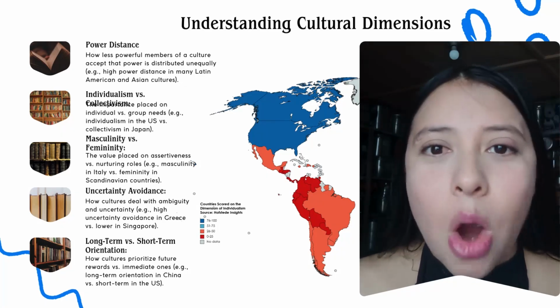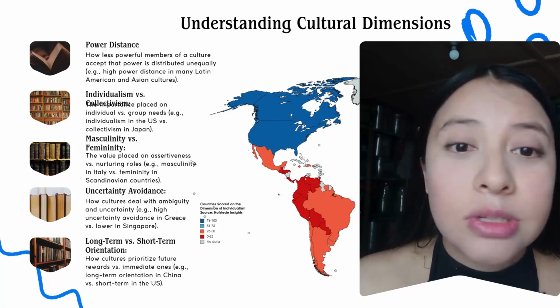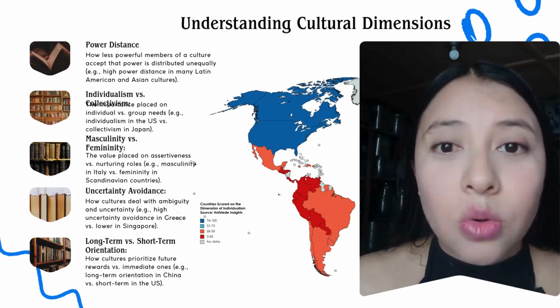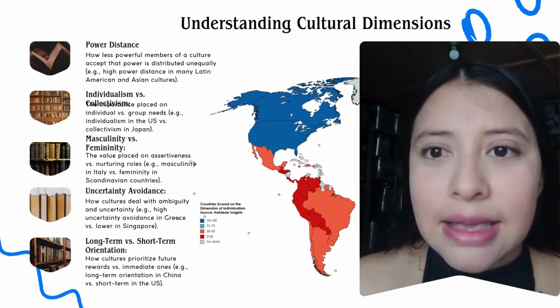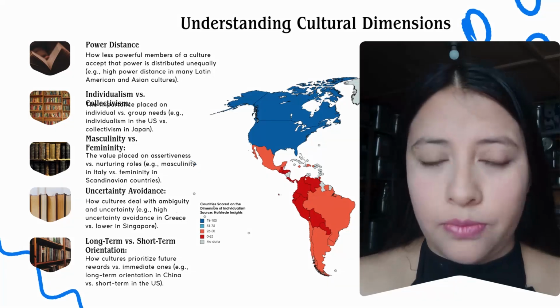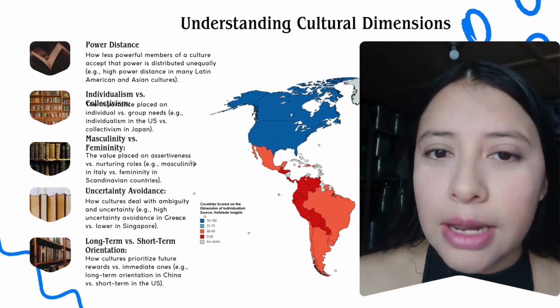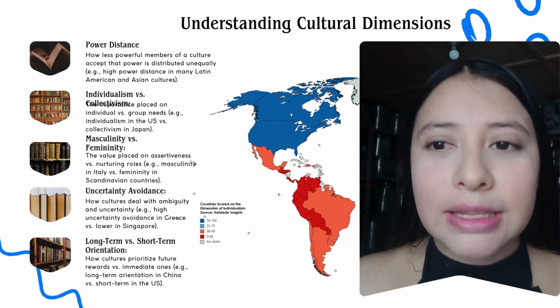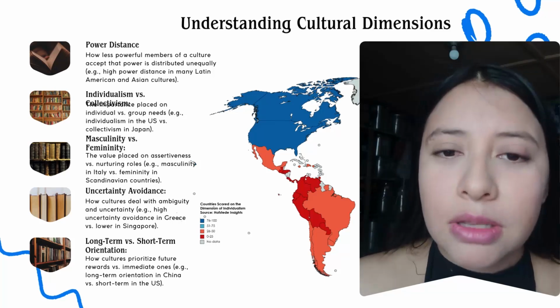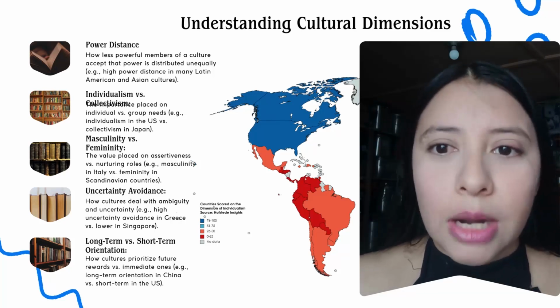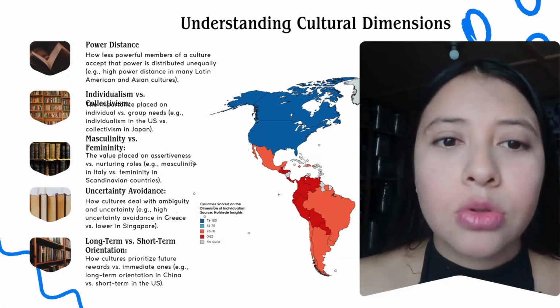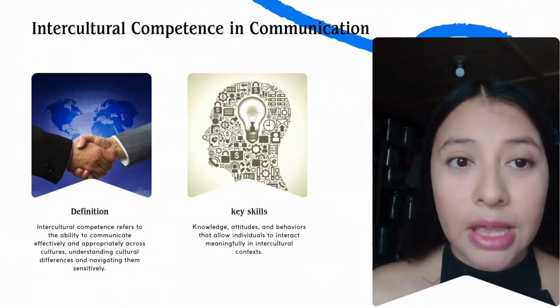Uncertainty avoidance: how cultures deal with ambiguity and uncertainty. For example, high uncertainty avoidance in Greece versus lower in Singapore. Long-term versus short-term orientation: how cultures prioritize future rewards versus immediate ones. For example, long-term orientation in China versus short-term in the USA.